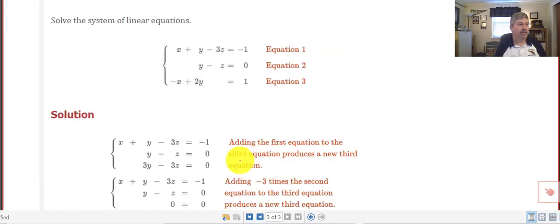And finally, a system with infinitely many solutions. So we're going to get something like 7 equals 7 or 5 equals 5, and we're going to get infinitely many solutions here. If we add the first equation to the third equation, we will get our x to drop out. Adding x and negative x, y and 2y, and negative 3z, we get a new third equation, just 3y minus z equals 0. So we're going to drop out x. That's why we did that.